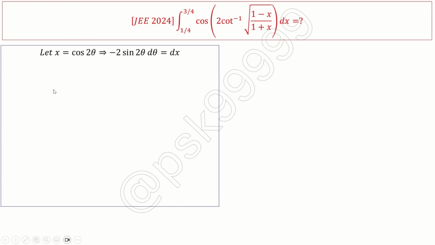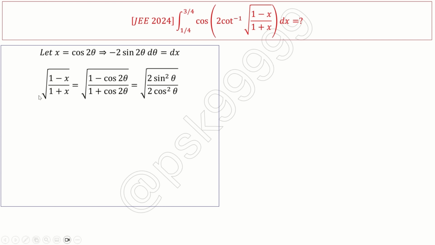By taking x as cos 2 theta. This is very important. If x is cos 2 theta, then minus 2 sin 2 theta d theta is dx. So you should be very good in trigonometry also to solve some of these integration problems.